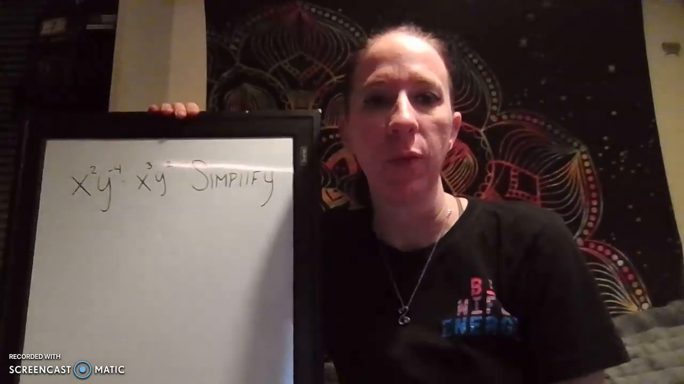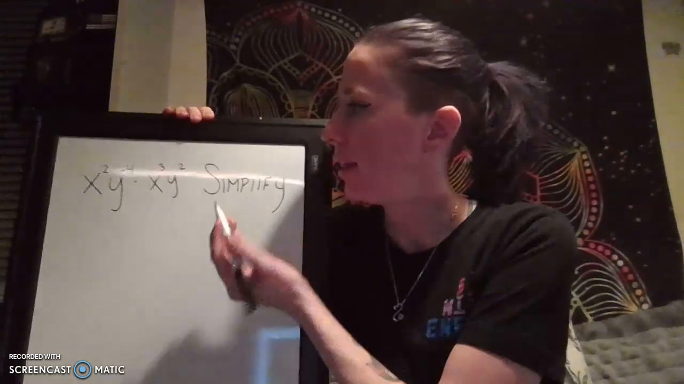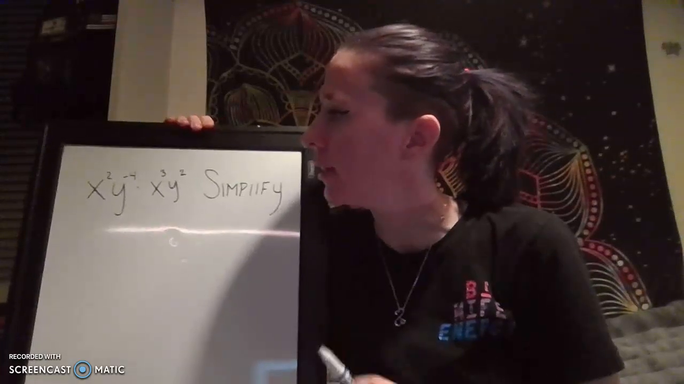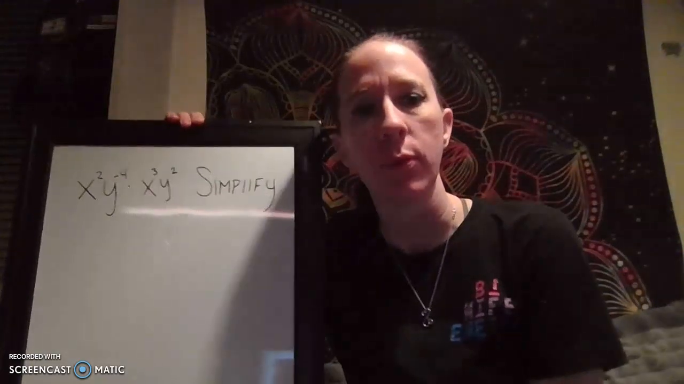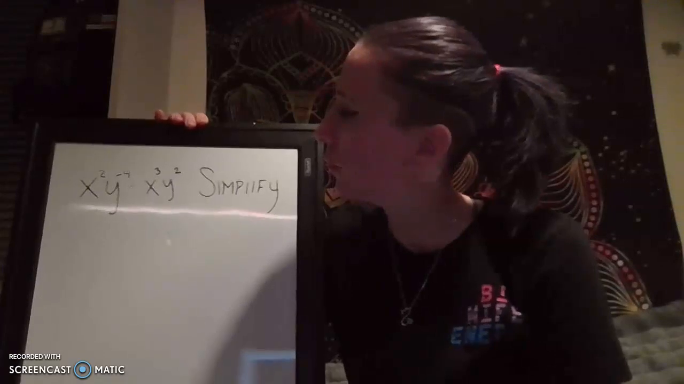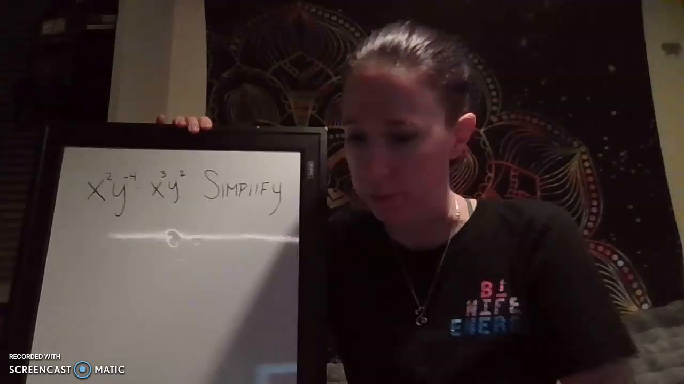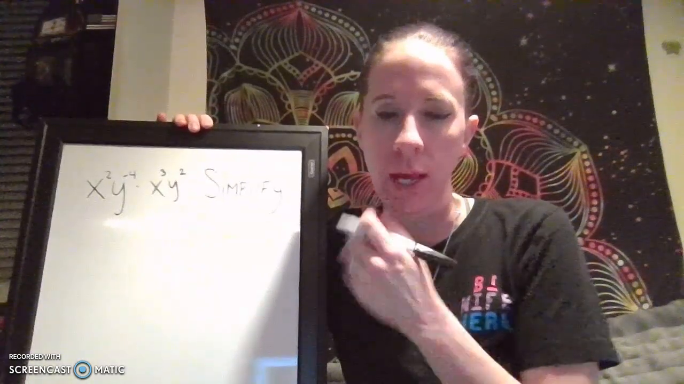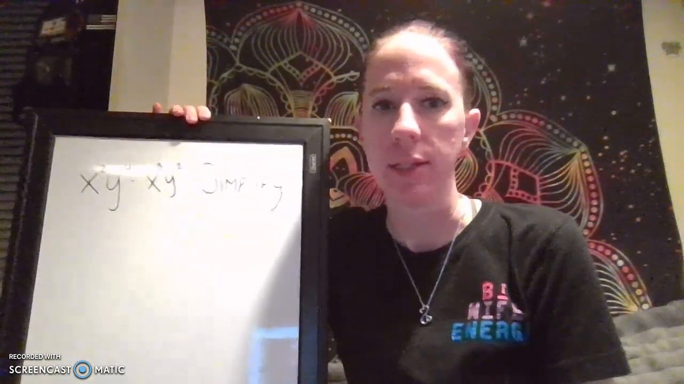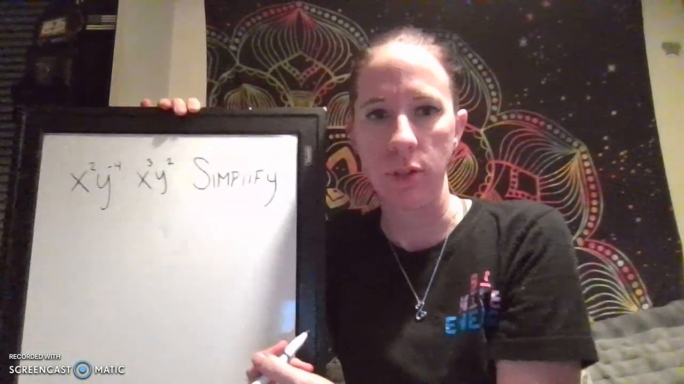Hello everybody, today we are going to be simplifying this equation: x squared times y to the negative 4 times x to the 3 times y squared. Now we're going to simplify it in radical form, so the first thing we want to do is locate the common bases. We have the two x's and then we have the two y's.